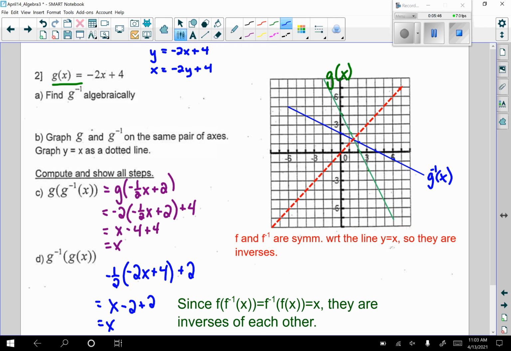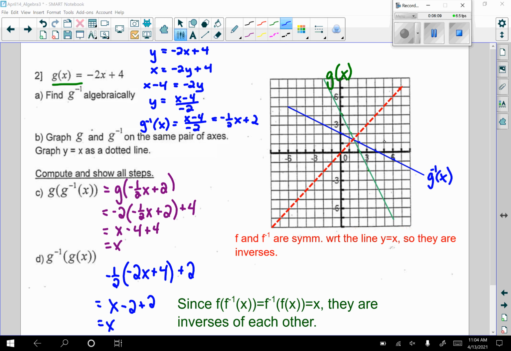And we solve for y, so we're going to subtract a 4. That's going to equal negative 2y. And we'll divide by negative 2. So y is going to equal x minus 4 over negative 2. So then that means the inverse of g of x is going to equal x minus 4 over negative 2. Now since we have to graph this, let's separate this. So this becomes a negative 1/2 x plus 2.